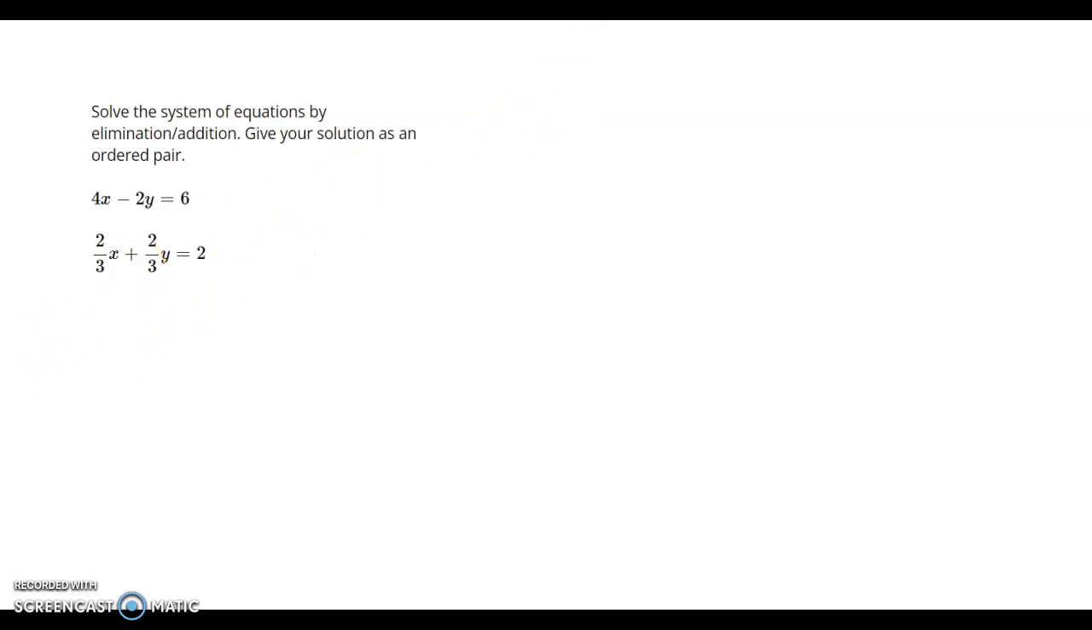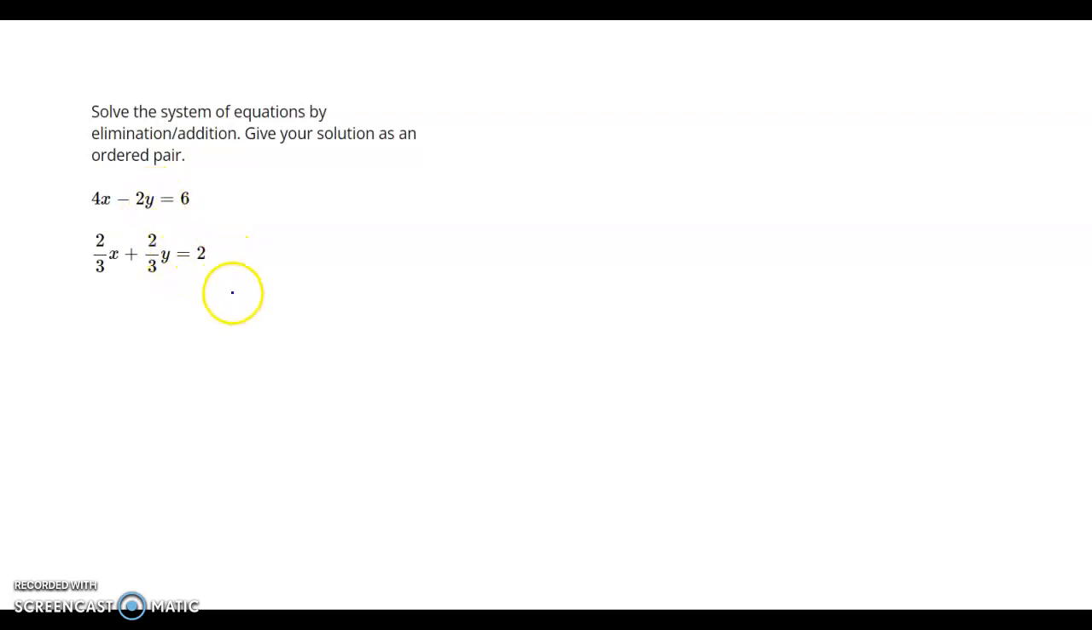Okay, in this problem, we need to solve the system of equations by elimination or addition. Give your solution as an ordered pair. So in this one, we want to get the numbers in front of either the x's to be the same but opposite, or the y's the same but opposite.